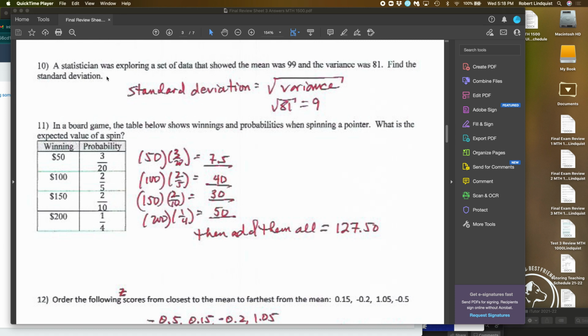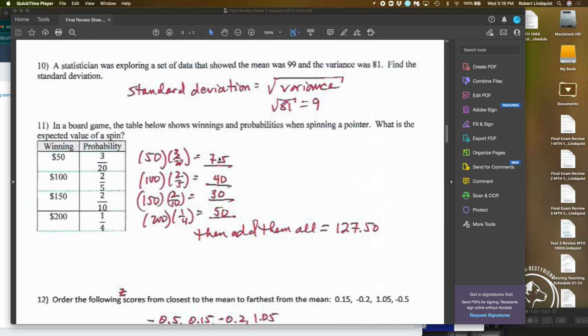Okay, number 11. Probabilities, winnings, and expected value. The way we do expected value is we do how much you would win times the probability of winning. In this case, it would be 50 times 3/20, which works out to 7.5. And then 100 times 2/5, which works out to 40. 150 times 2/10, which works out to 30. And 200 times 1/4, which works out to 50.